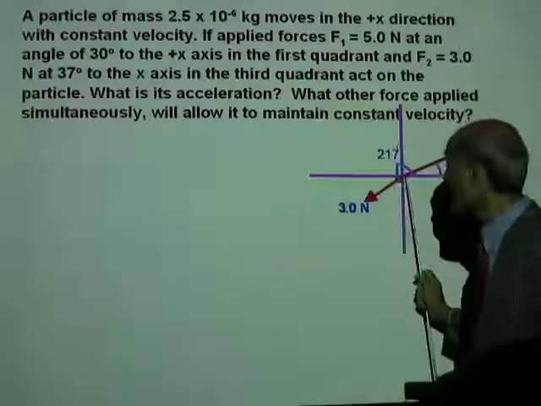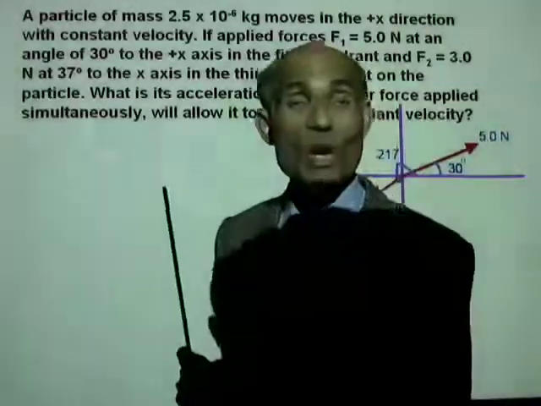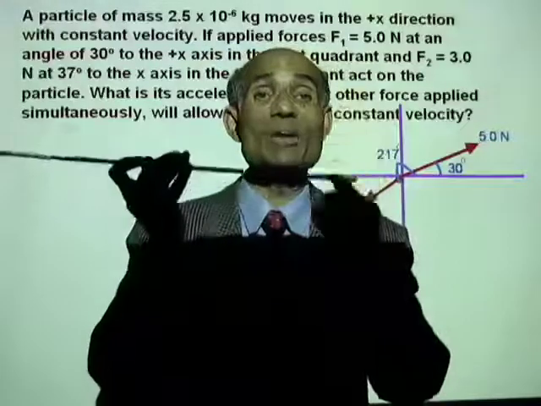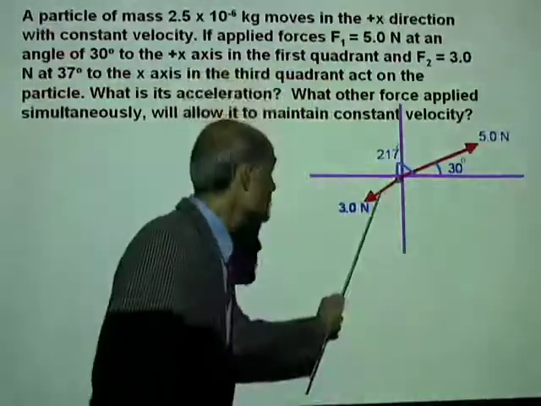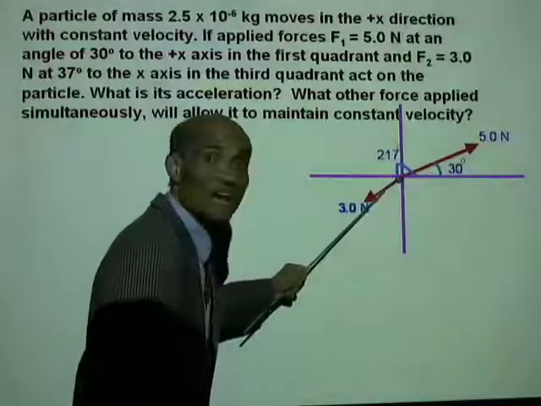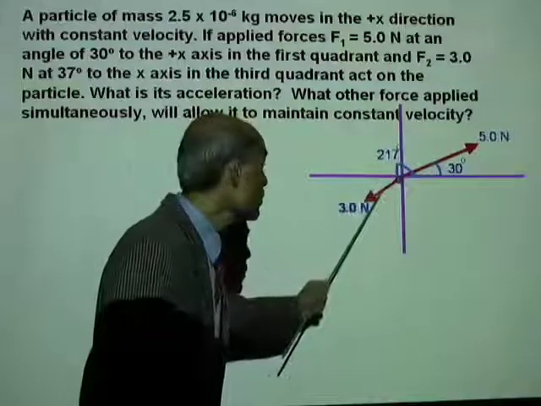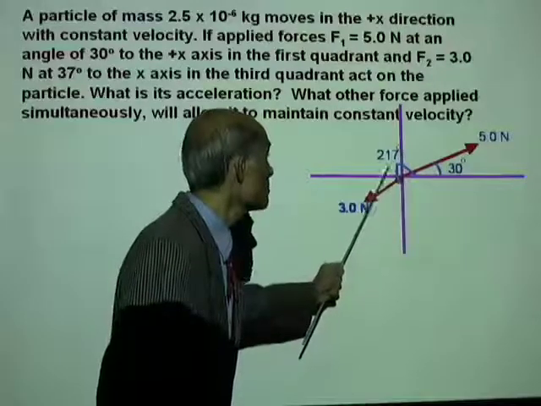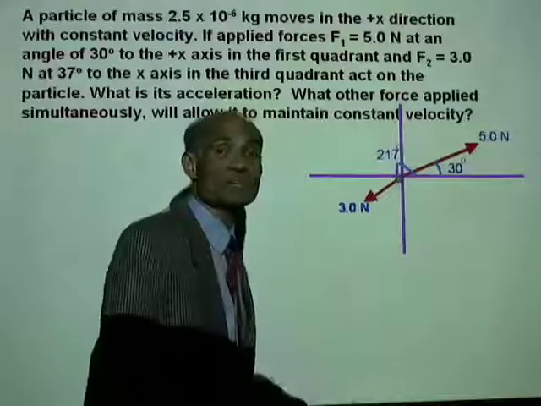Therefore, what is the angle that this makes with the positive x-axis? Remember, all vectors need to be identified with its angle measured from the positive x-axis. If this vector makes an angle of 37 degrees with the x-axis in the third quadrant, that is this angle, then the angle it makes with the positive x-axis is 37 plus 180, that is 217 degrees.